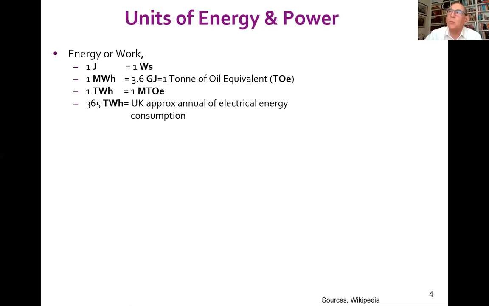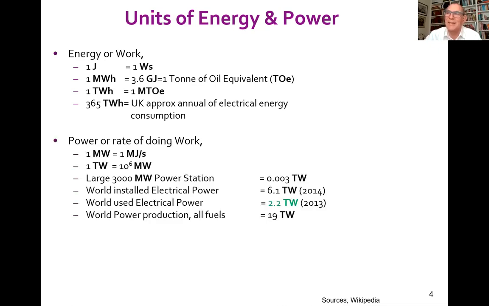And the advantage of the megawatt hour, it's about equivalent to the energy in a ton of oil. And I now need to move to an even bigger unit, the terawatt hour. 1 terawatt hour is equal to 1 million tons of oil equivalent. And now this unit becomes helpful to us. The United Kingdom's total electricity consumption is about, you can easily remember it, 365 days in a year, 365 terawatt hours, roughly. It changes from year to year, but about 365 terawatt hours of electricity is used in Britain in a year.